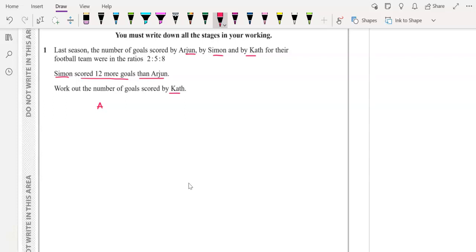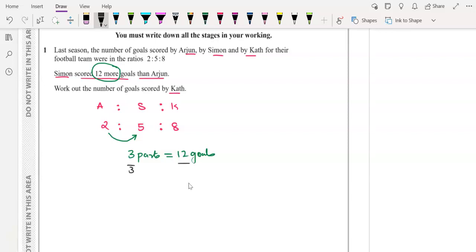So the ratio of the goals scored by Arjun, Simon, and Kat is 2:5:8. Now, Simon scored 12 more goals than Arjun, and Simon got 3 parts more than Arjun. So we can say these 3 parts correspond to 12 goals. So to find 1 part, divide both sides by 3. So we get 1 part equals 4 goals.